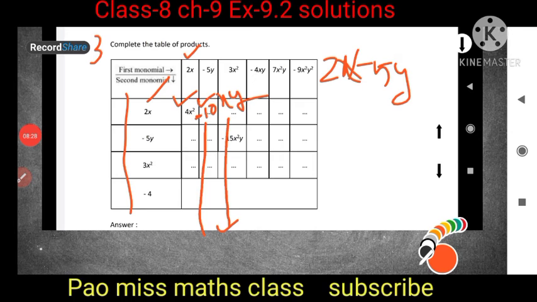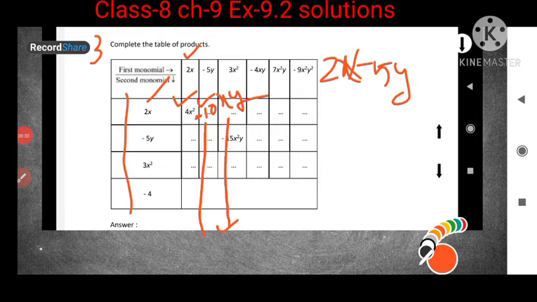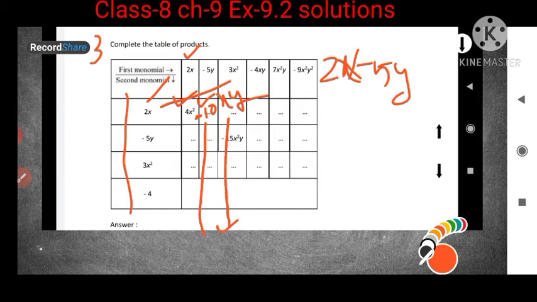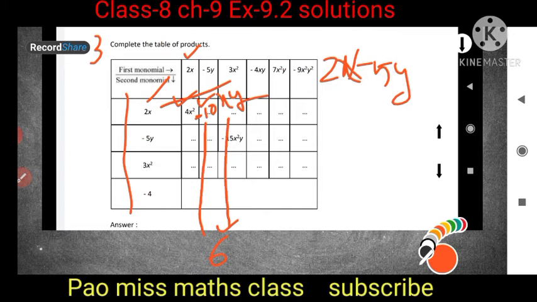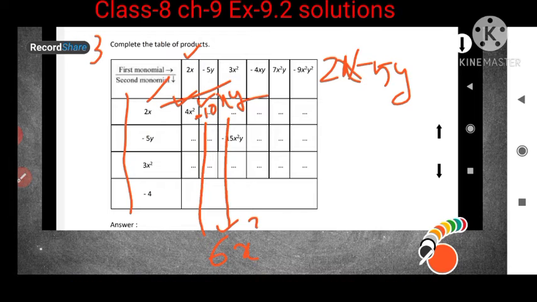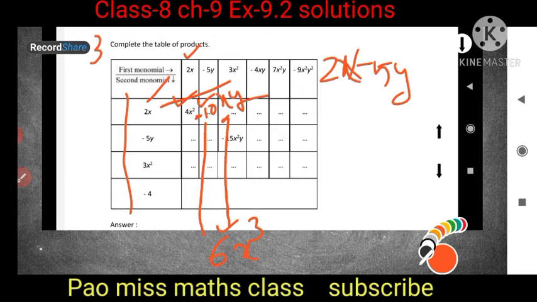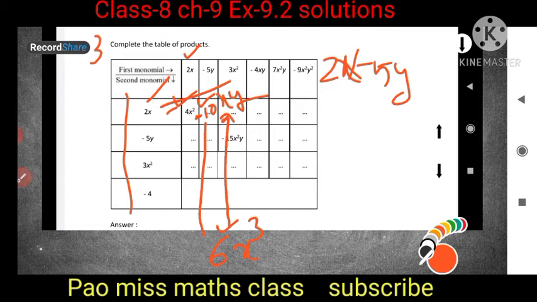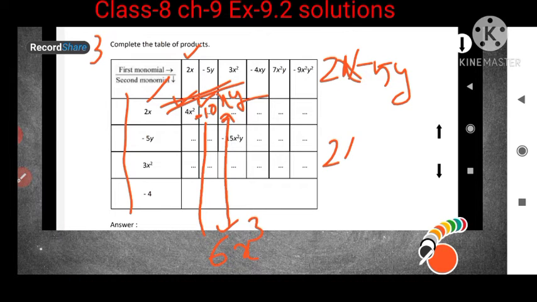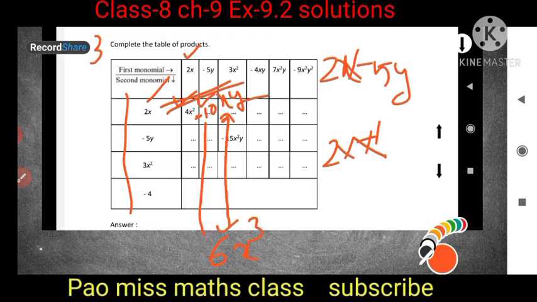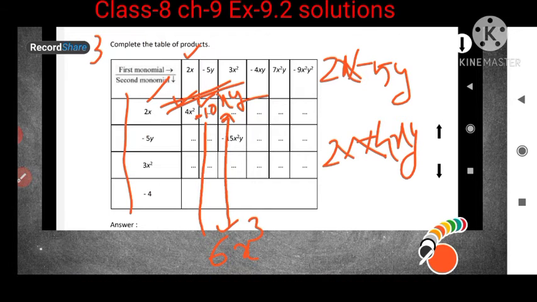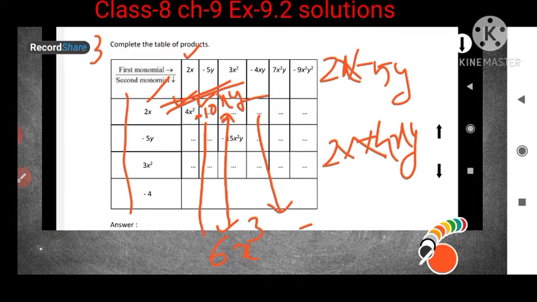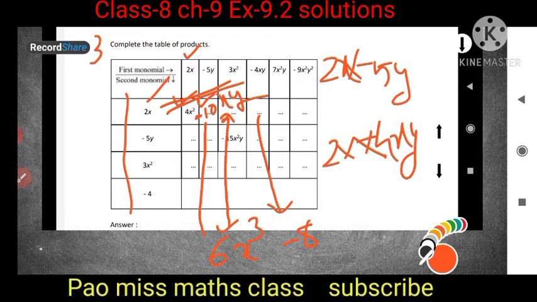Now for the second one, 2x you will multiply with 3x square. 2 into 3 is 6, and x and x square will become x to the power 3. So here 6x to the power 3 will come. Now for the third one, 2x will multiply with minus 4xy. 2 and 4 is 8, and since 4 is in minus, it will be in minus.